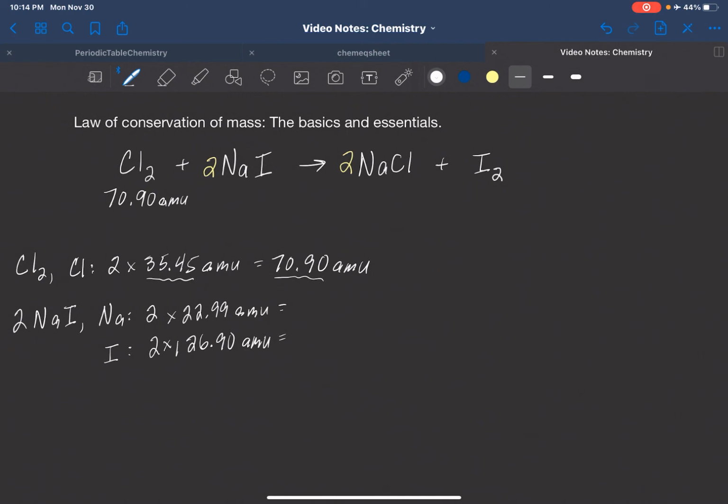So that's 2 times 22.99. That gives us 45.98 AMU. And then 2 times 126.9 gives us 253.80. Remember, we're looking at those sig figs. So if we add all that together, we get 45.98 plus 253.80, and we get 299.78 AMU. So all we did was add up the mass of 2 sodium, 2 iodines.